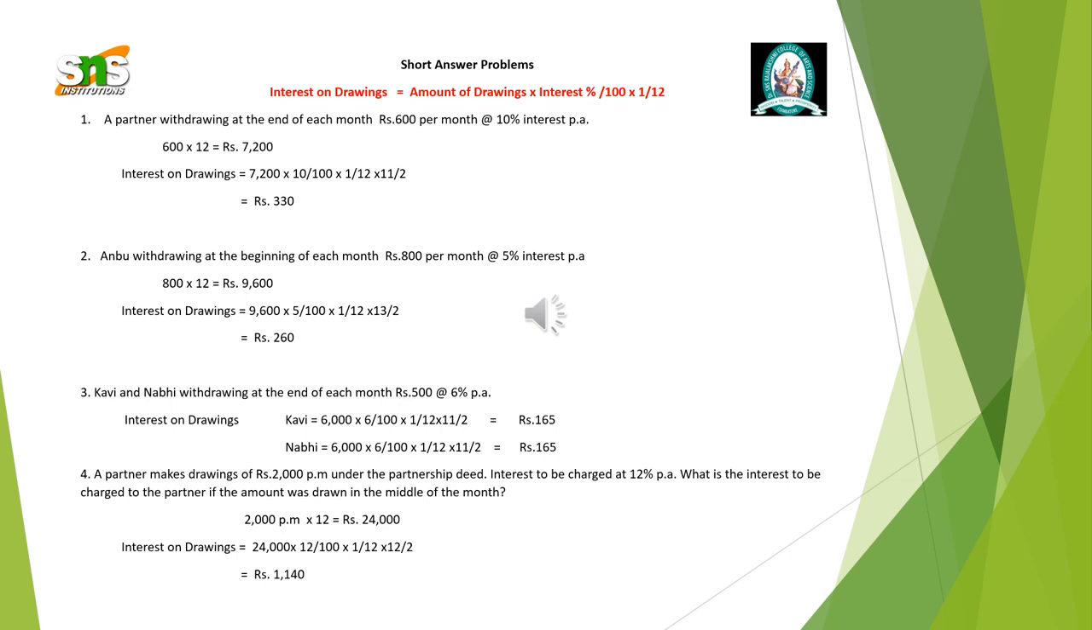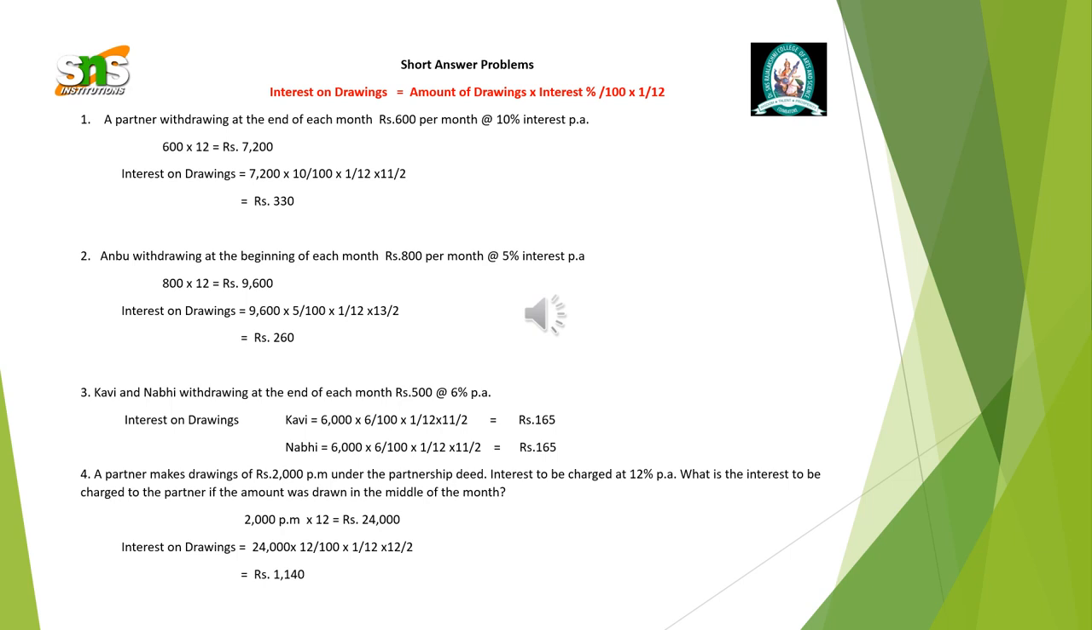260. Same way I have worked out at the end of the month with one more problem, that is Kavi and Nambi withdrawing at the end of each month rupees 500 at 6% per annum. Okay, so how to calculate the interest on drawings? It's very simple. Kavi is withdrawing how much? 500 per month. So 500 into 12, then it will be 6,000.